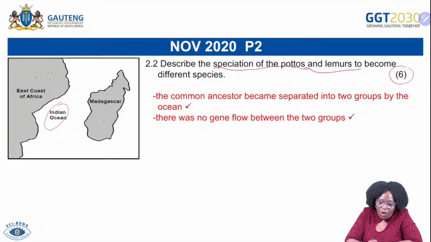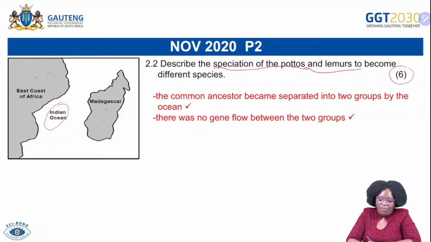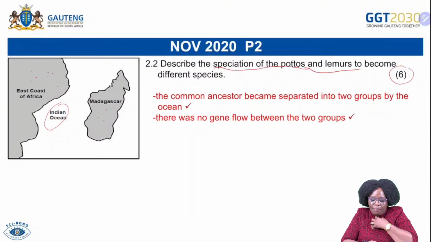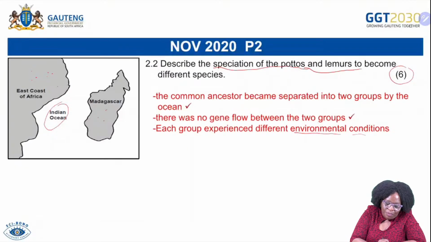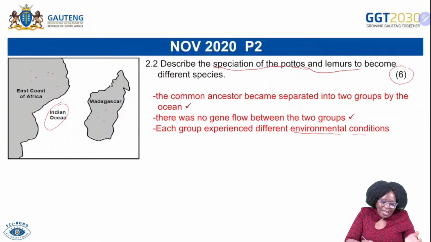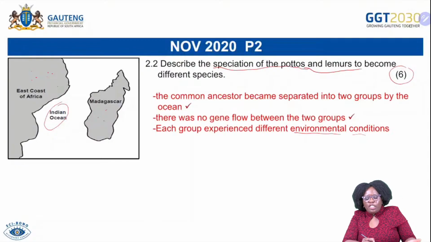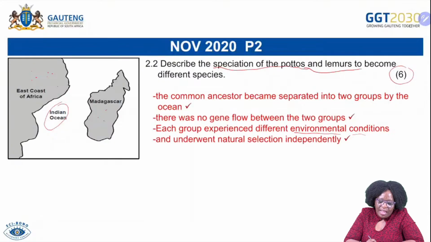And then there was no gene flow between the 2 groups. So what was found in Madagascar could not have any gene flow with what was found on the east coast of Africa. Each group experienced different environmental conditions. The group that is here is on an island. The environment is different. So the one on the east coast of Africa experienced different environmental conditions compared to the group that was in Madagascar. And they underwent natural selection independently.